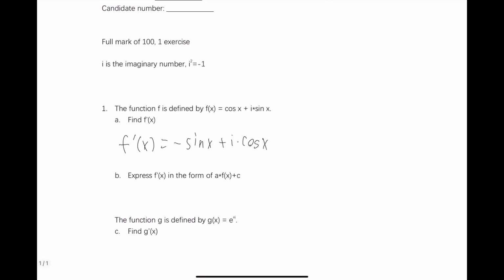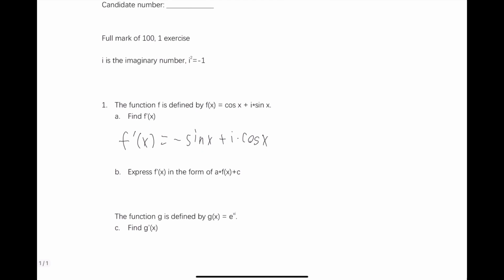f(x) equals cosine x plus i times sine x. Now we have to find the derivative of f(x). So f'(x) equals the derivative of cosine x, which is minus sine x, plus i times the derivative of sine x, so it's i times cosine x. Here it said i squared is minus 1.